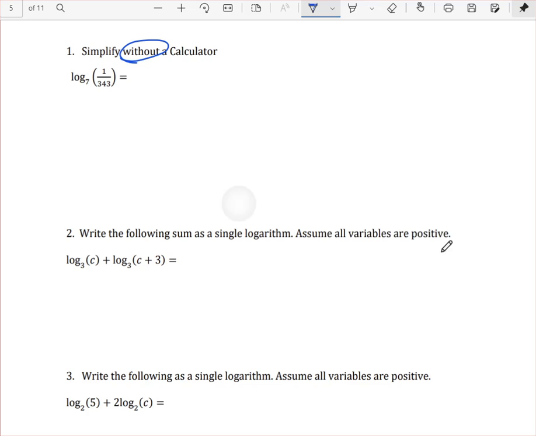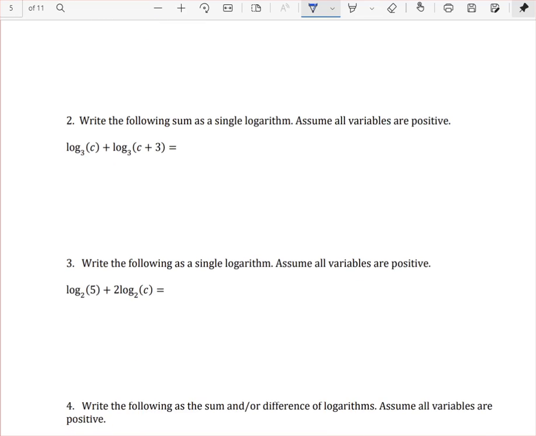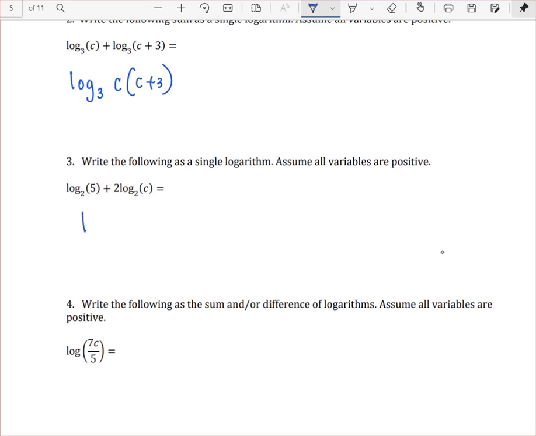But this one is -3. Write the following as a single log. So it's plus, so it would be multiply, like that. This one again plus, so you would write log base 2. Oh, the 2 comes up as a power of 2, so it would be 5c squared.